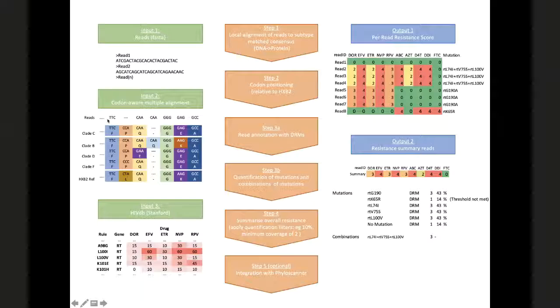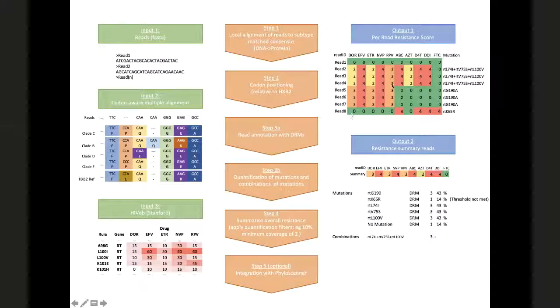Your reads will then pick out the closest matching reference, and then it will use that multiple alignment to work out what the coordinates of those bases are relative to the HXB2 reference. The third input to the pipeline is the flat files that are available from the Stanford algorithm that just give you a scoring system for each of the drugs with respect to each mutation.